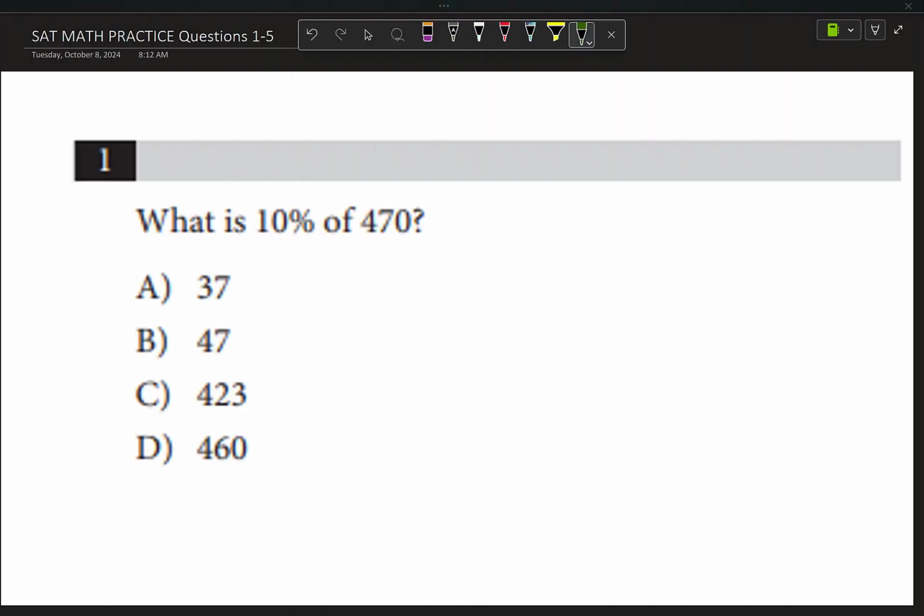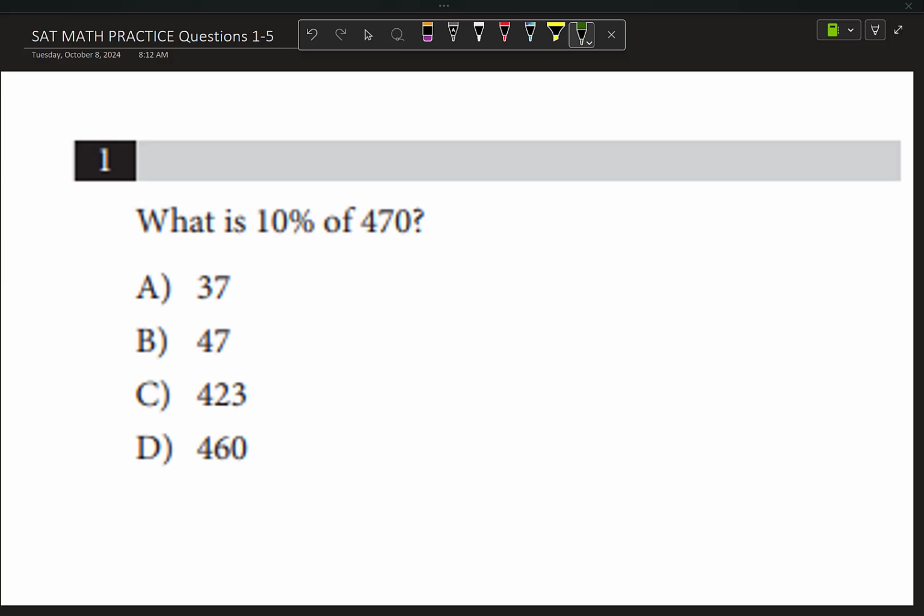Okay, so we're going to go through SAT practice questions from the math section 1 through 5. Question 1, what is 10% of 470? Obviously, 100% of 470 is 470. So there's a couple of these answers that we can rule out.